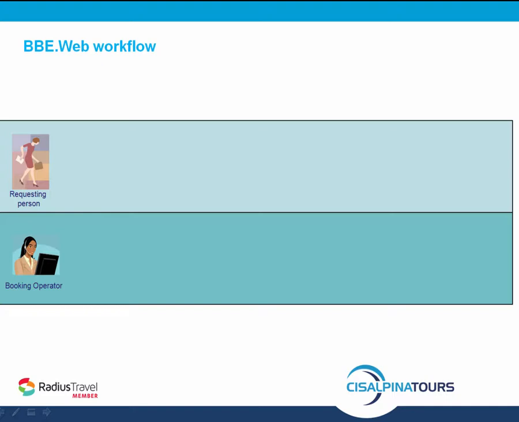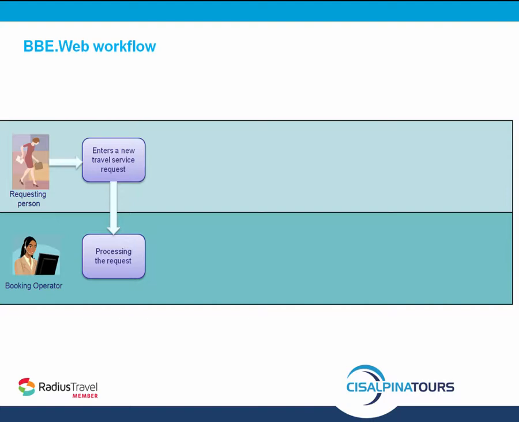Workflow. The working principle of the system is based on the workflow, which normally characterises a travel service request. The person making the request, passenger or secretary as we will see later on, accesses the BBE Web and enters a new travel service request by sending it to the relevant BTC. Our booking operator processes the request and enters the options for the travel service requested into the system.